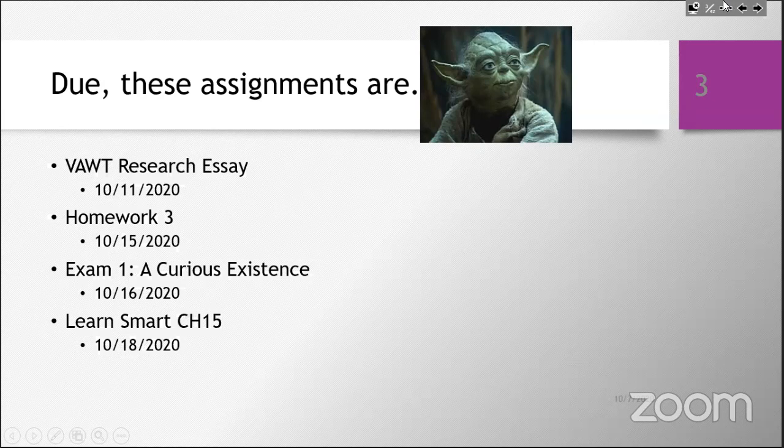And then a Learn Smart due for chapter 15, which is the stuff that we will start to cover the week after the exam, right? So it's not exam eligible. You guys have any questions on the stuff that's due in the next couple weeks?